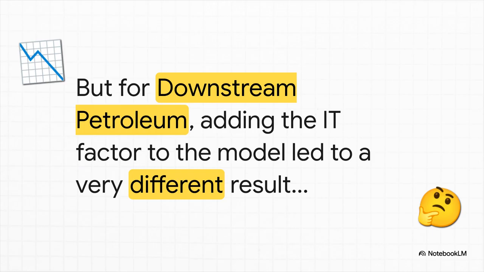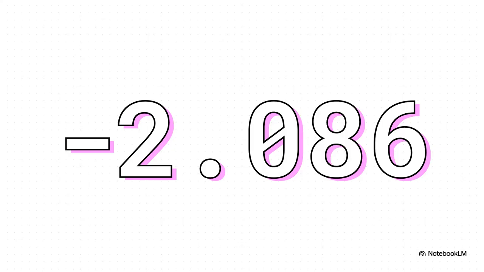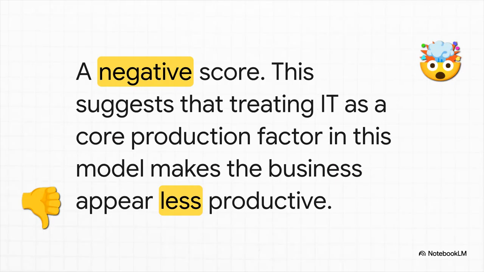Okay, now for petroleum. You might expect a similar result, right? Maybe smaller, but still positive. I mean, IT should make any business a bit more efficient, but that is not what happened. Not at all. The result was actually negative 2.086. That's way, way below 1, which puts it squarely in the land of decreasing returns to scale. Now, this is fascinating. What it suggests is that even though IT is used, trying to view it as a core driver of production, like oil or labor, is just the wrong way to look at it for this industry. Forcing it into the model that way actually makes the whole business look less productive.